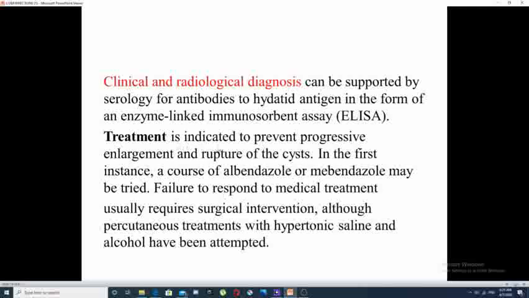Treatment is indicated to prevent progressive enlargement and rupture of the cyst. If the cyst is small in size, a trial of a course of albendazole or mebendazole may be tried. Failure to respond to medical treatment usually requires surgical intervention.